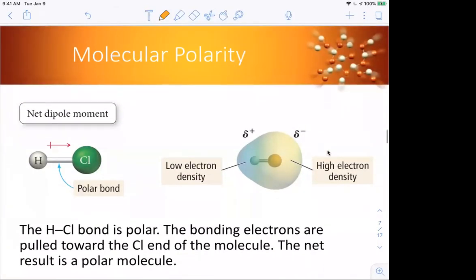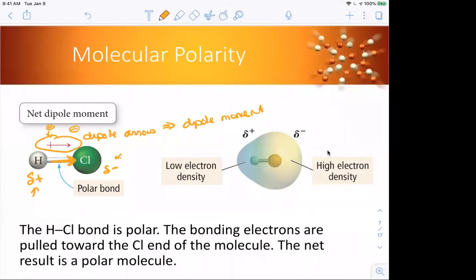So just for an example, we just talked about HCl. This is a dipole arrow, and it's indicative of something called the dipole moment. This is always the positive charge, and it's pointing to where the negative, higher electron density is. So remember, this is partial positive and this is partial negative. The chlorine is pulling those electrons towards it, which means this is electron deficient, this is electron rich.